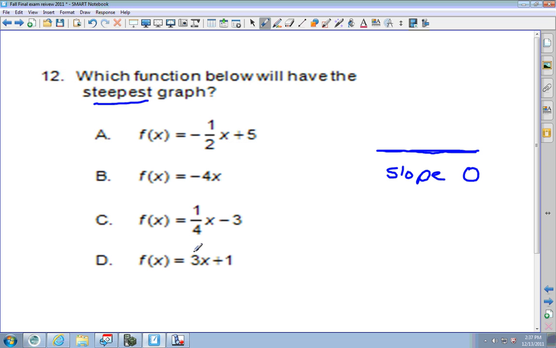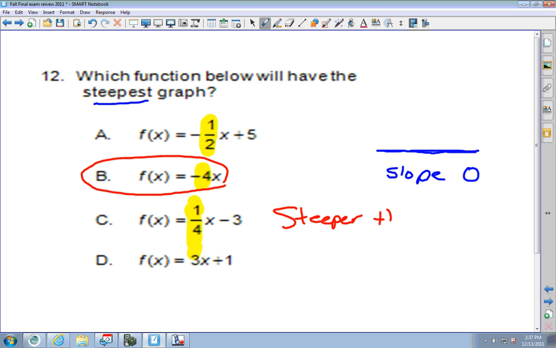So the negative and positive only talks about direction. What we need to figure out is just looking at the numbers. What is the number that is the farthest away from 0 out of all these slope numbers? Well, I know it's not 1/2. Those are close to 0. Is it 3 or is it 4? 4 is farther away from 0. So the steeper the line, the farther the slope is from 0.